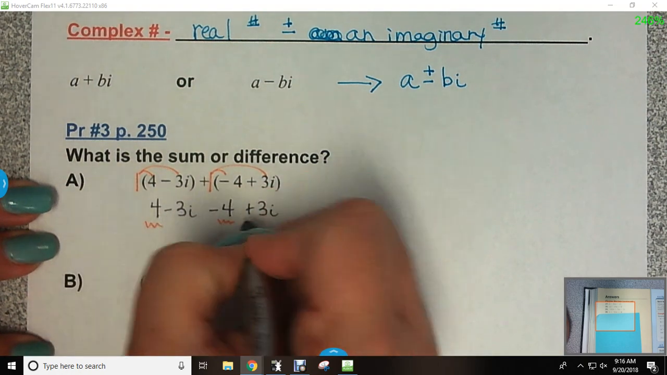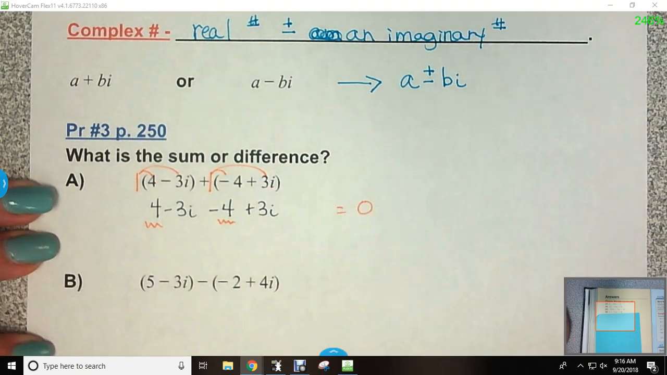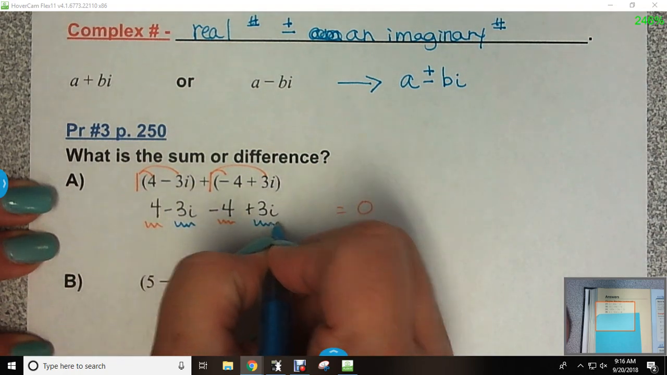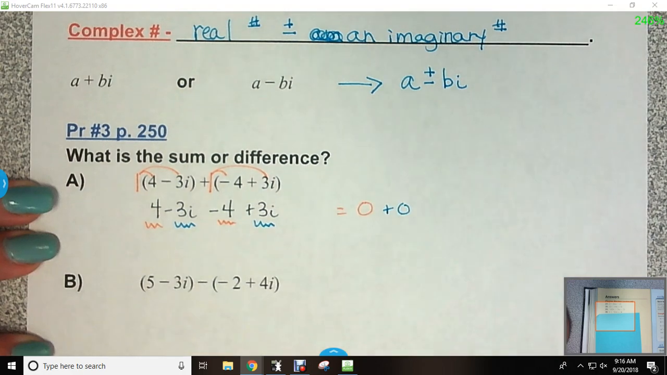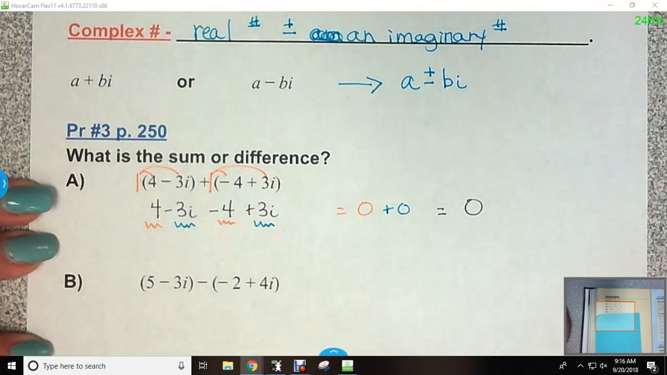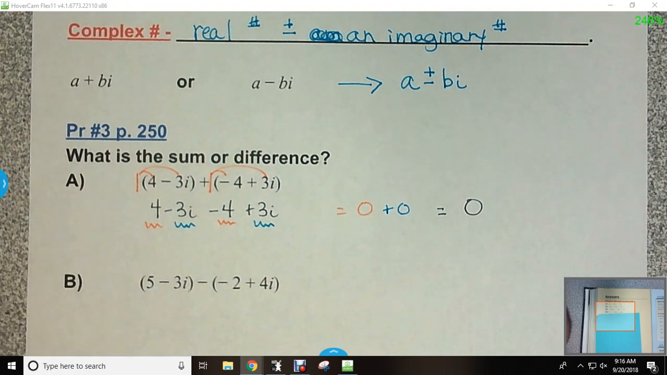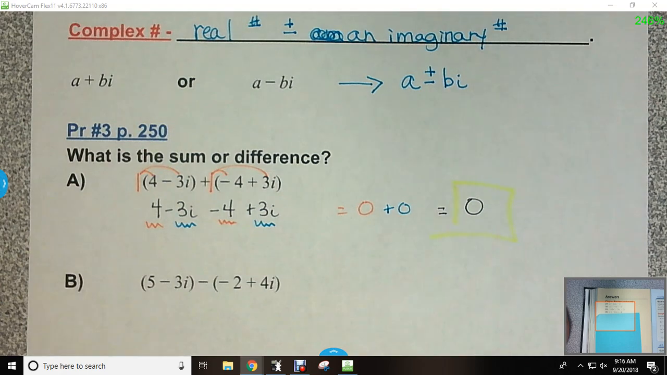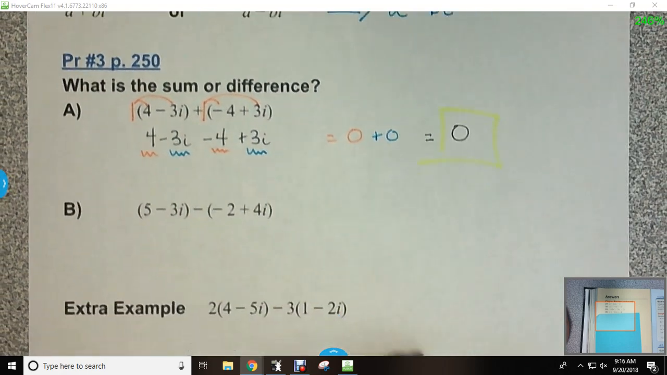4 minus 4 gives me 0, and then negative 3i plus 3i also gives me 0. So my answer to this problem is 0. All right, let's try the next one.